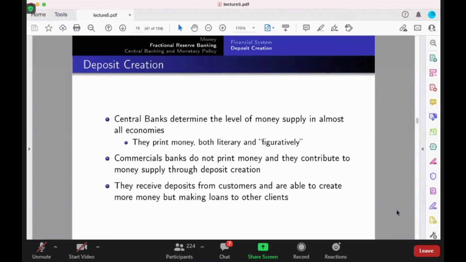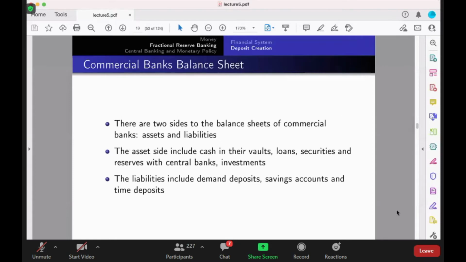Commercial banks receive deposits from customers, and it is out of these deposits that they are able to create money, which is why it is called deposit creation. They do this by making loans to their clients and that kind of thing. We will describe the process very soon. But before we go there, you guys know this more than I do.